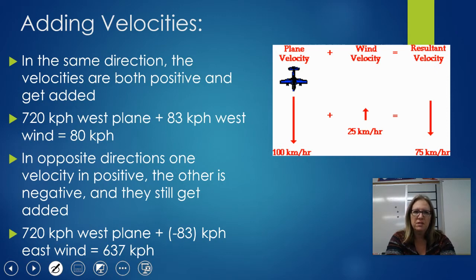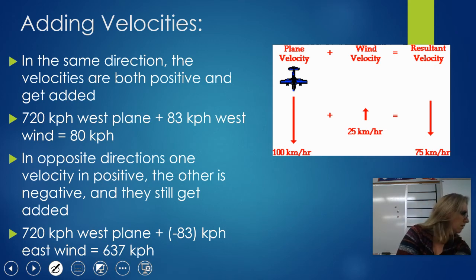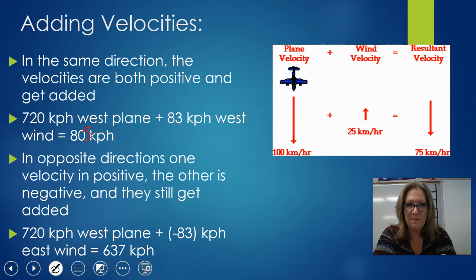The example in the book says if I have a plane traveling west at 720 kilometers per hour, and then a wind of 83 kilometers per hour west, they're both moving in the same direction, so you're going to add them together to come up with the total quantity. I wrote the wrong answer there. This is 803 kilometers per hour. I missed a 3. That's kind of a big deal because I just add that 720 to the 83, okay?